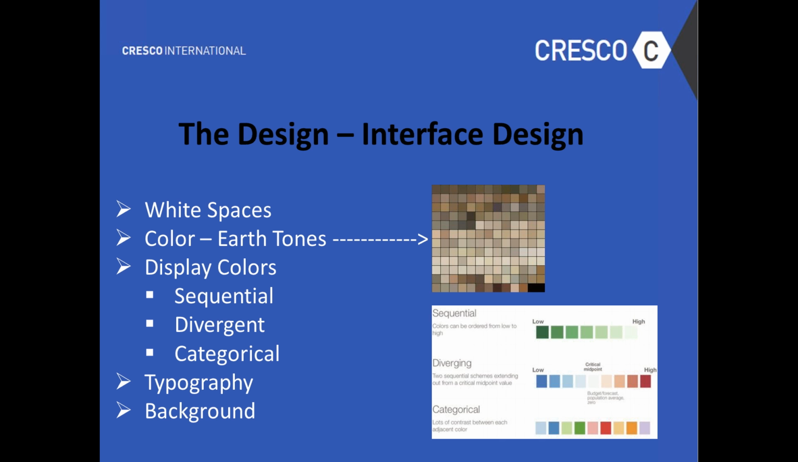And when you're looking at display colors, you have three different categories. The first one is sequential. This is where you can use these for ordering values from a low to high value. The divergent is typically used for critical and midpoints like an average or a zero. And then you've got your categorical, which basically shows you the different categories by using adjacent colors.